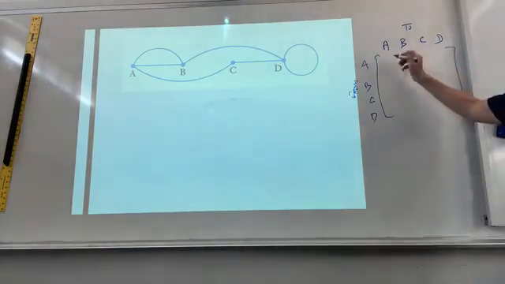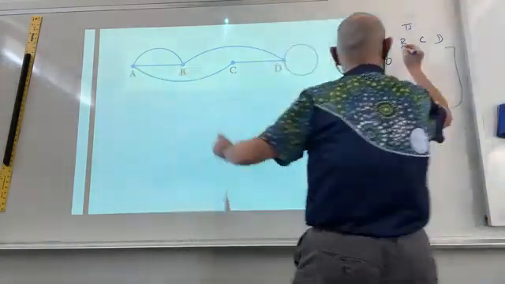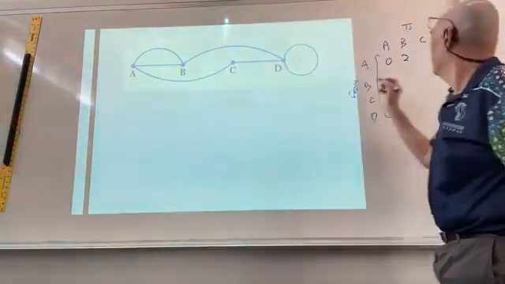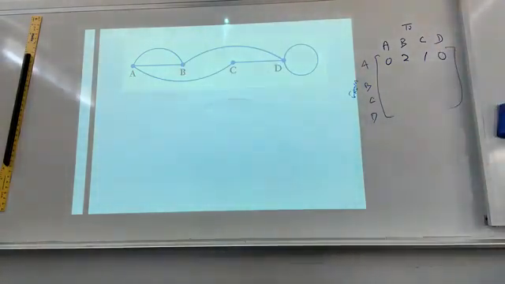From A to A, nothing. A to B, 1 and 2. So that's 2. A to C, that's 1. A to D, nothing at all. Keep going until you finish your 4 by 4 matrix. And you can also see that, like I say, this has to be symmetrical about the leading diagonal.